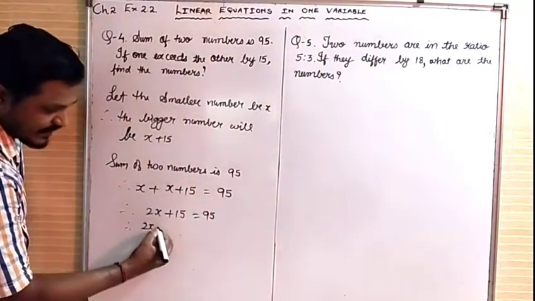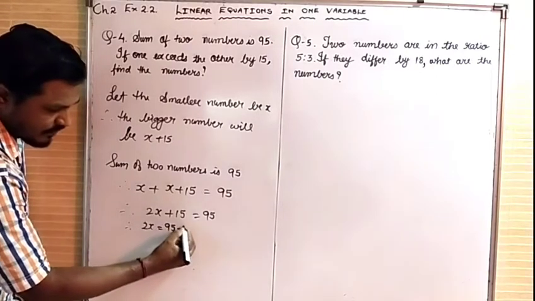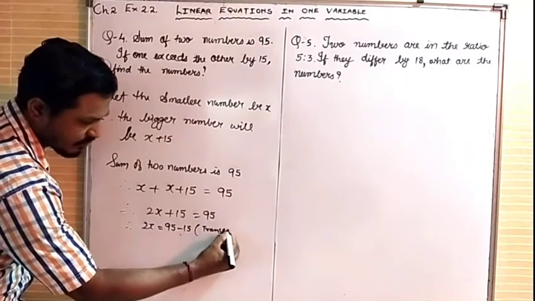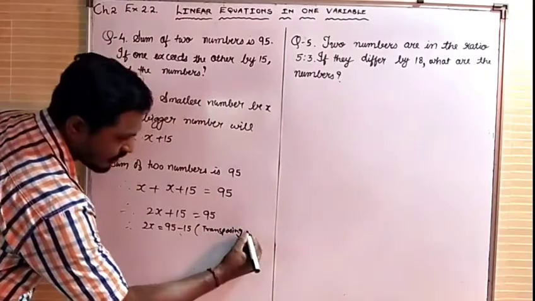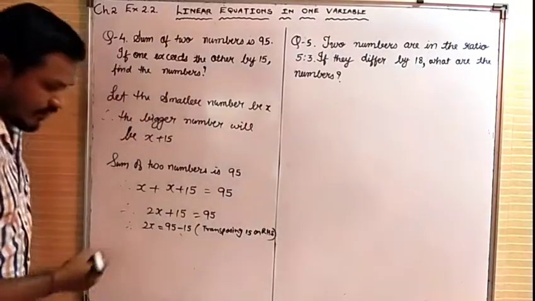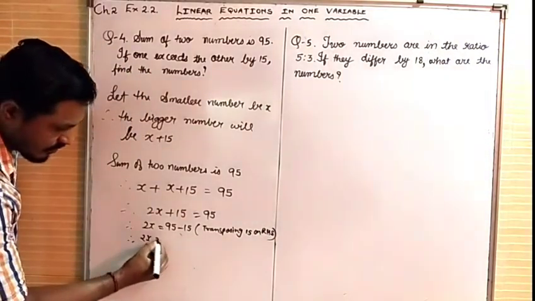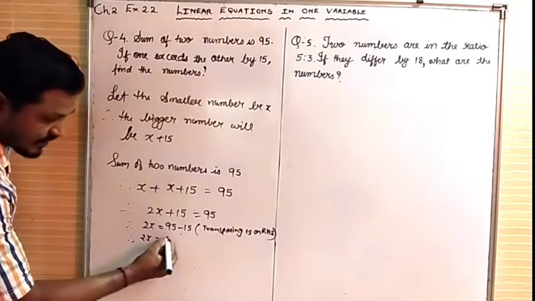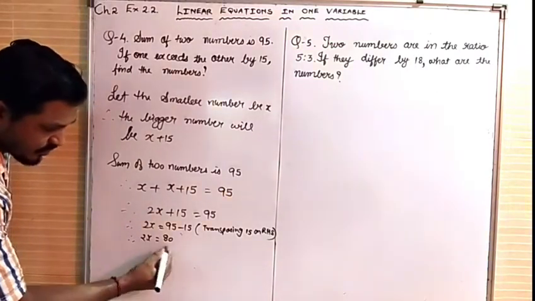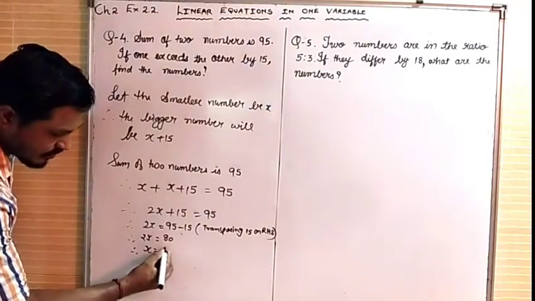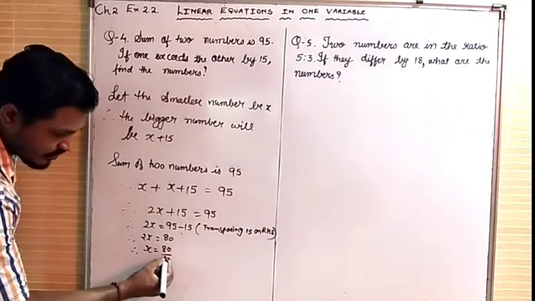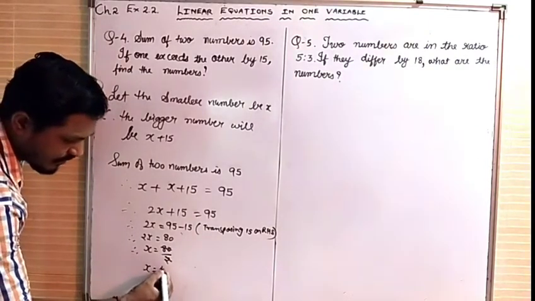Transpose this 15 on that side. The positive will become negative. You have to write transposing 15 on RHS. Now subtracting, 95 minus 15 is 80. That means now you can easily transpose this value 2 over here. Bring 2 down below 80 and reduce the value. That means the value of x you will get is 40.